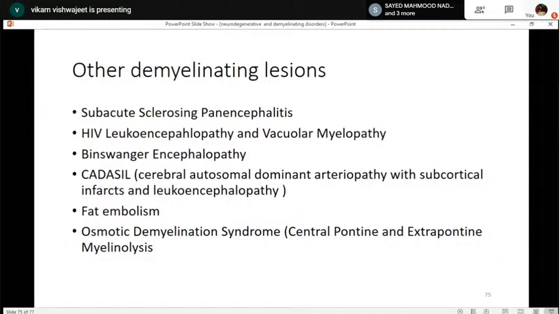Then there is fat embolism. Fat embolism, if severe, can lead to catastrophic neurological deterioration. The systemic liberation of fat particles can result in embolic occlusion of small vessels, hemorrhage, and ischemic damage. Then there is osmotic demyelination syndrome. This disorder is typically seen in the pons, but can be seen in other sites as well. It usually results from the rapid correction of hyponatremia. So with this, I conclude my presentation.